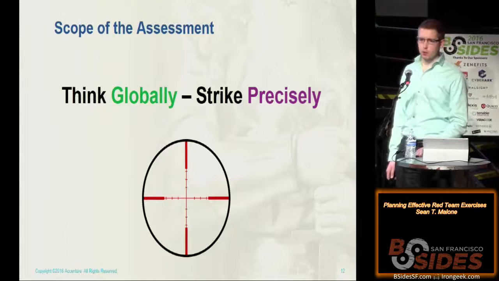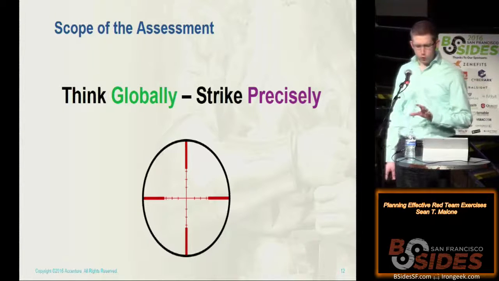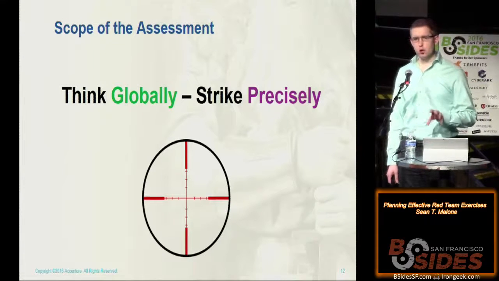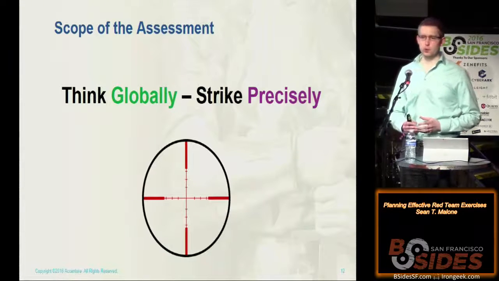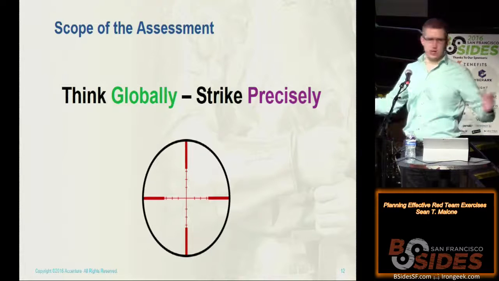Next, looking at the scope. For the scope, we want to think globally and strike precisely. Thinking globally means that we're looking at the enterprise as a whole.